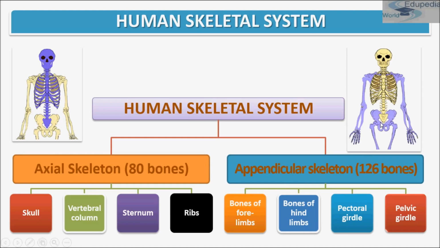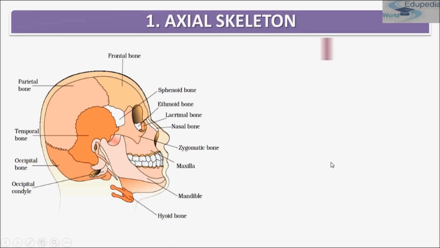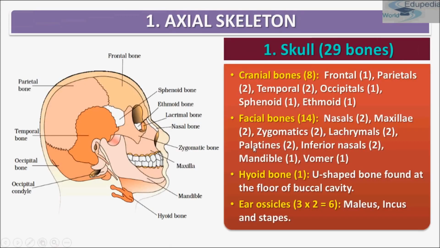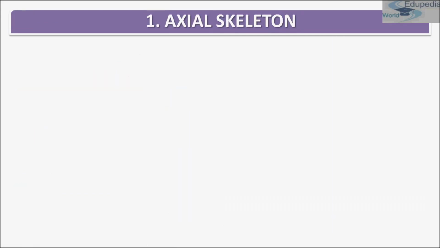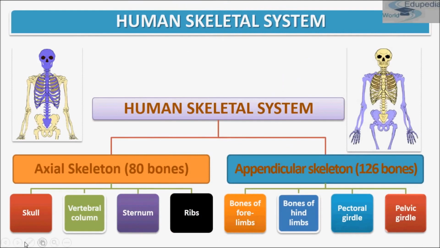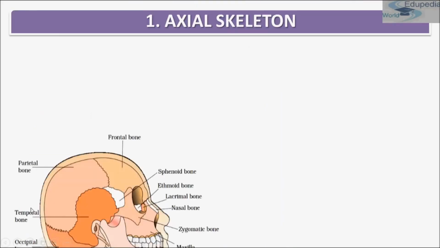Okay, so this was all about the axial and appendicular skeleton. Now the axial skeleton we'll study in detail. As I have told you, there are 4 categories: first is your skull, then vertebral column, sternum, and ribs. So the skull we will study in detail first.